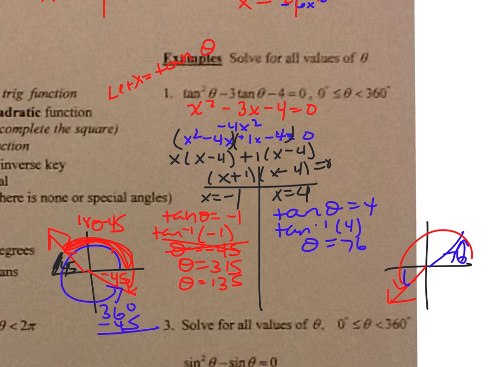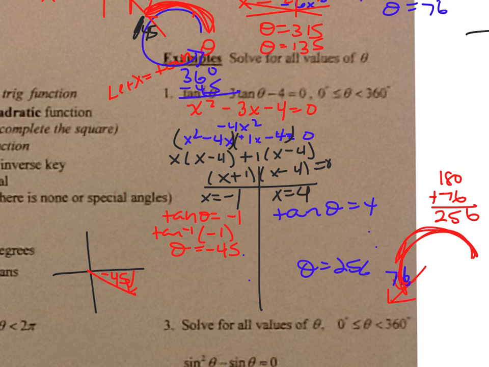So to get that angle, I need this angle here, which is the reference angle, 76. So to get the red angle, it would be 180 plus 76. So 180 plus 76 would be 256, and that would be my other angle. So I have 4 angles here. Okay, so let's take a look at number 2.